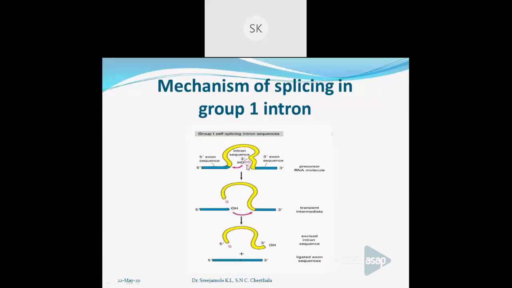And later this guanine will be attached to the 5' end of the intron. In the next step, the 3' OH free end of the exon reacts with the 5' end of the second exon, and it releases that intron from that point, so that the intervening intron present in the middle of these two exons will be released. After the release of this intron, these two exons will be rejoined together by RNA ligase. So this is the mechanism of splicing in group 1 introns.